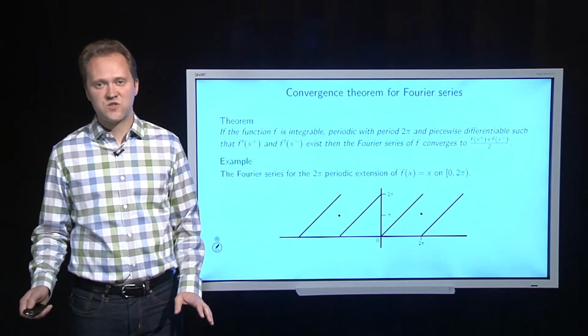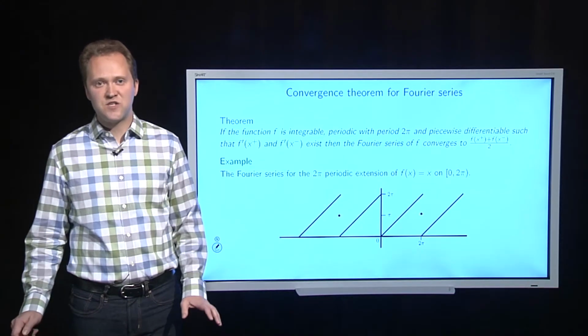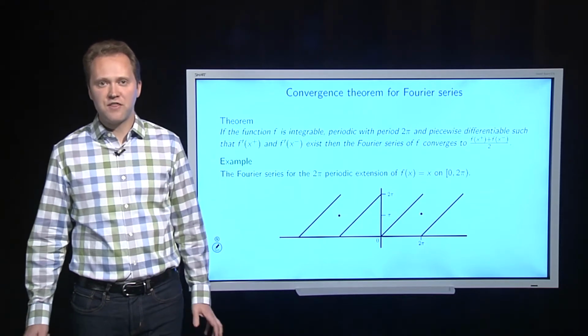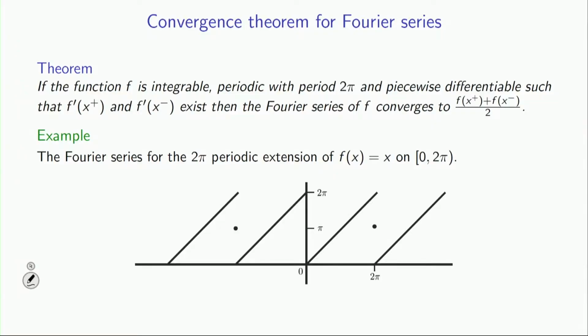But this is not so bad. The endpoints were very special there. Now, there is a general theorem for the convergence of Fourier series that says that if a function is integrable with period 2 pi and piecewise differentiable, such that at any point where you're not properly differentiable, you can take a right limit and left limit of the function and its derivatives, then the Fourier series converges to the average of what happens between the left approximation and the right one.